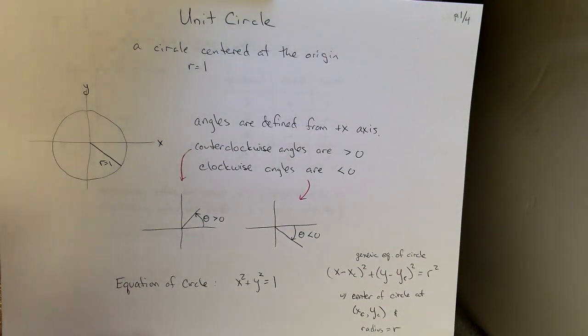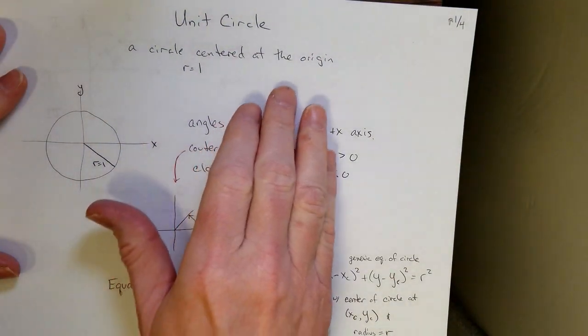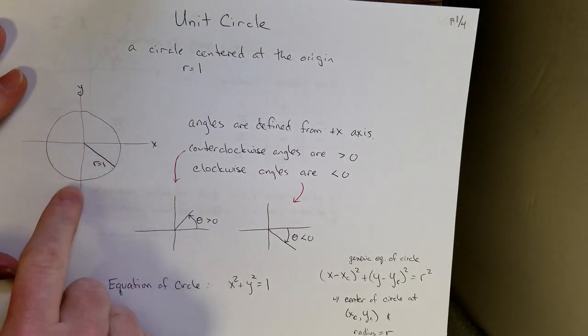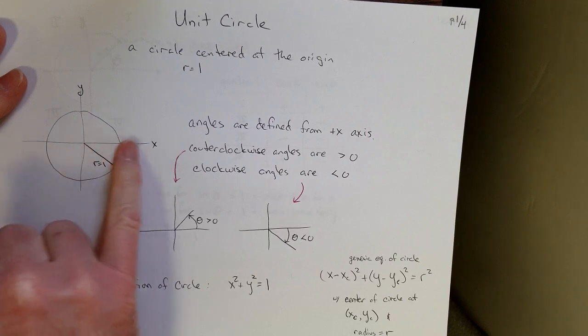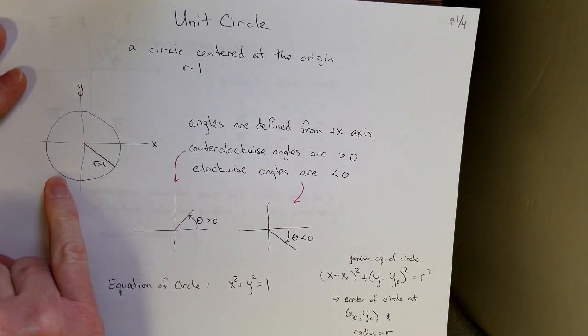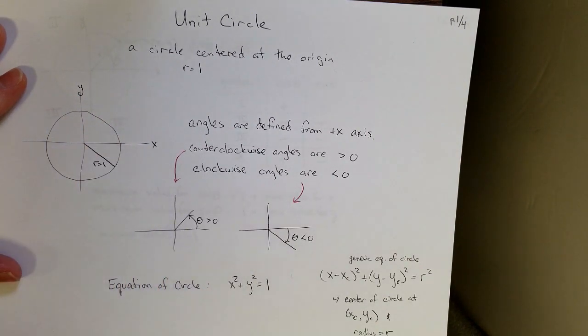Let's talk about the unit circle. The unit circle is just a circle centered at the origin with a radius of 1. And so there's a crude drawing of it, assuming radius is 1. And angles are defined from the positive x-axis. So positive angles go this way, counterclockwise. Negative angles go the other way.